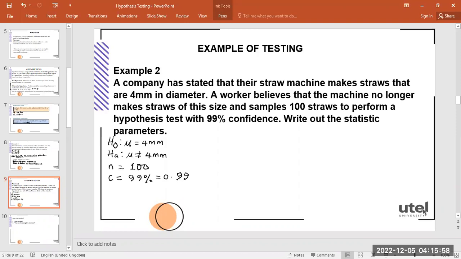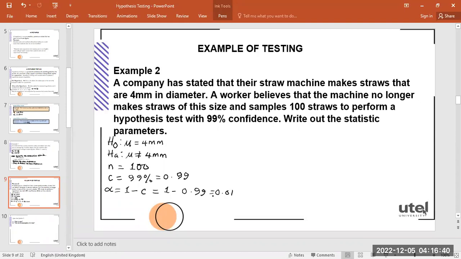Now it is important to know before I proceed that sometimes you may be given the confidence level, and sometimes you may be given what we call the level of significance, alpha. Now, it is important to know that the level of significance, alpha, is related to the level of confidence by the formula 1 minus confidence level. So in this case, since we are given that our confidence level is 99% or 0.99, it means our level of significance is actually 1 minus 0.99, which is equal to 0.01.